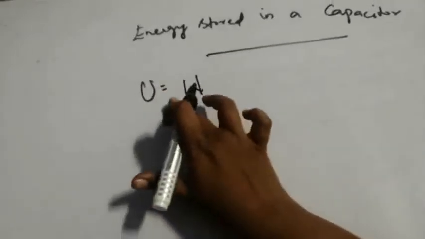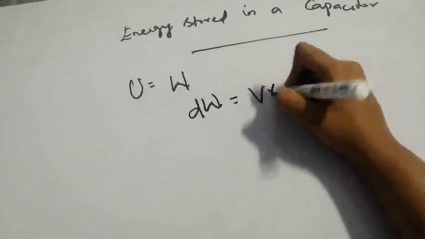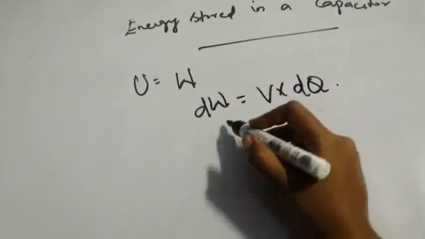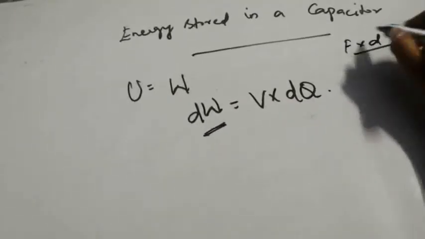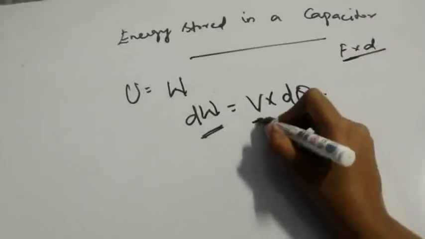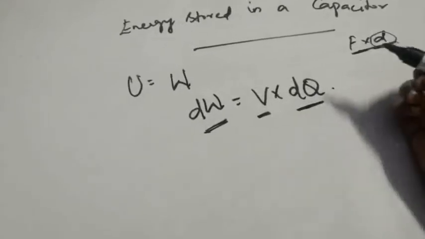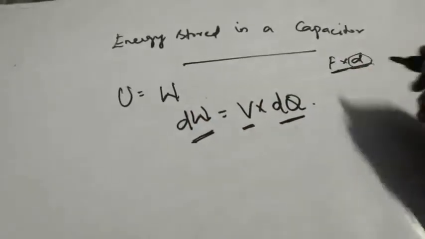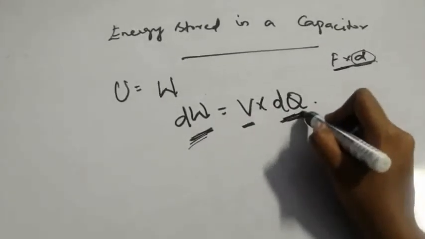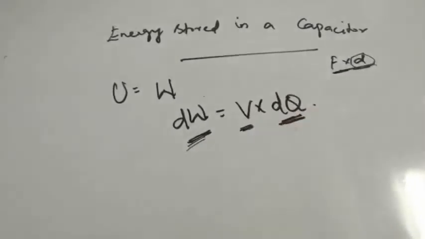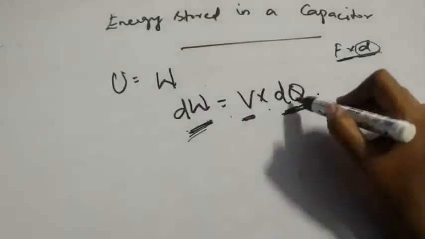Okay, and this work done can be written as dW equal to V into dQ. What is the work done here? The work done formula is always force into distance. Here the force is nothing but the potential we apply, and the distance is the difference in the charges getting transferred between the plates. So the work done is to move the charges between the plates with some force V, the potential difference V. So the work done dW is equal to V into dQ.